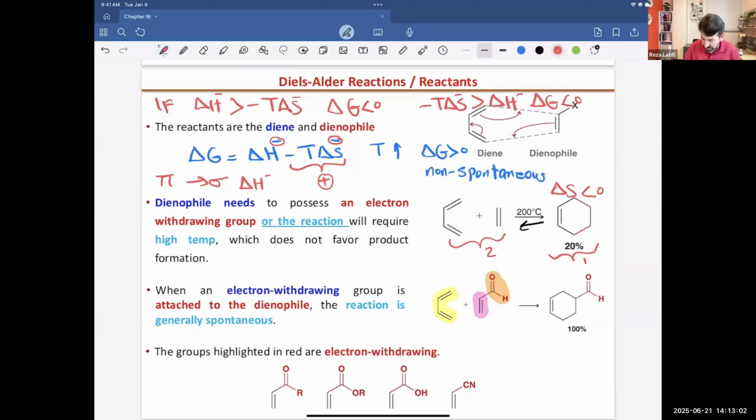In fact, the electron withdrawing group is playing with the position of the HOMO and LUMO of both reactants. In this case, we did not change anything about the diene, so it stays as it is, but we put the electron withdrawing group on the dienophile, and that electron withdrawing group will bring the LUMO, the lowest unoccupied orbital, down, and that's going to increase the efficiency of the system.